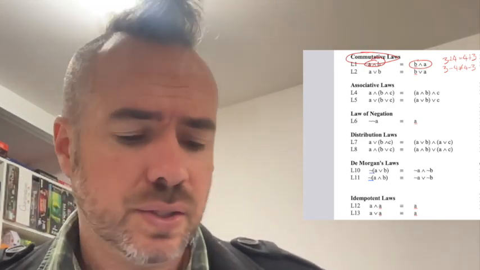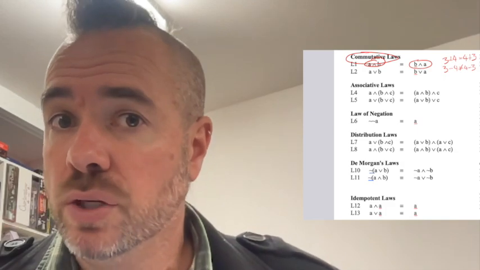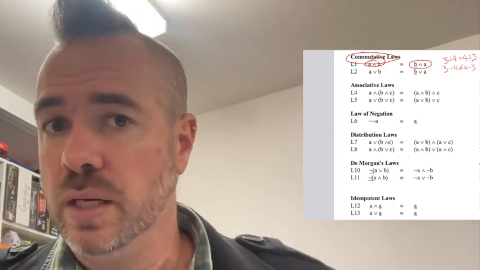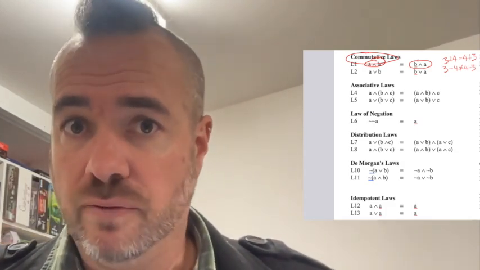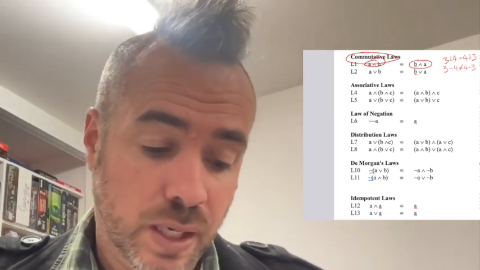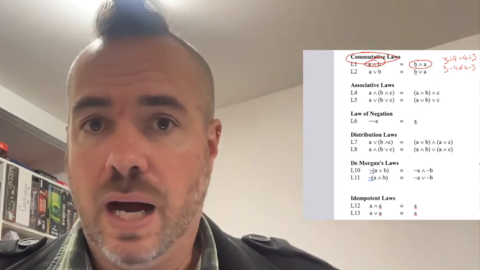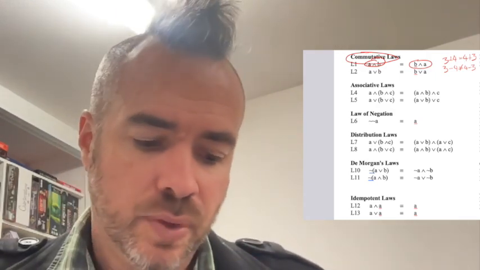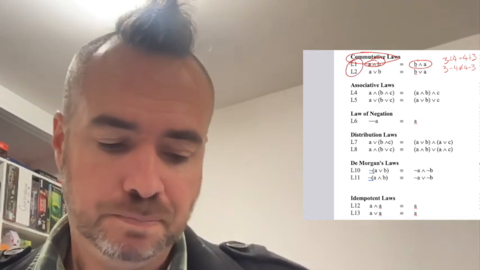In computer science and in Boolean logic, there are non-commutative operations as well, but we're not going to be looking at them at this level in this course. And so the main operators that we're looking at, AND and OR, are commutative. The order doesn't matter. That's what laws 1 and 2 tell us.